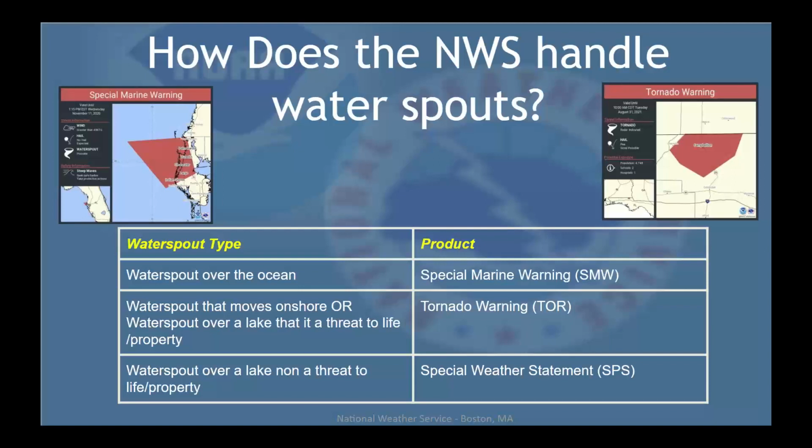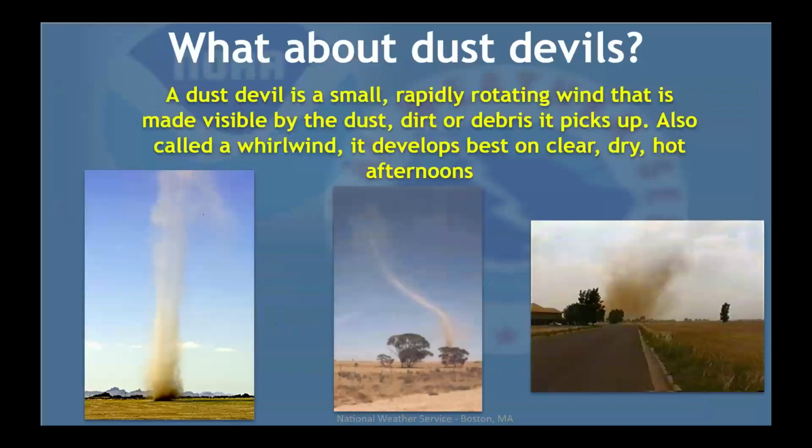I'm just going to talk a little bit about dust devils. There's fewer slides about dust devils, but I wanted to touch on it because we got a question on it, and I have a little bit of personal experience with dust devils, which I'll get to at the end. So dust devils are very similar to waterspouts. It's a small, rapidly rotating column of wind that is made visible only because of the dust, dirt, or debris that it picks up. It also can be called a whirlwind, and it most often develops on clear, dry, and hot afternoons.